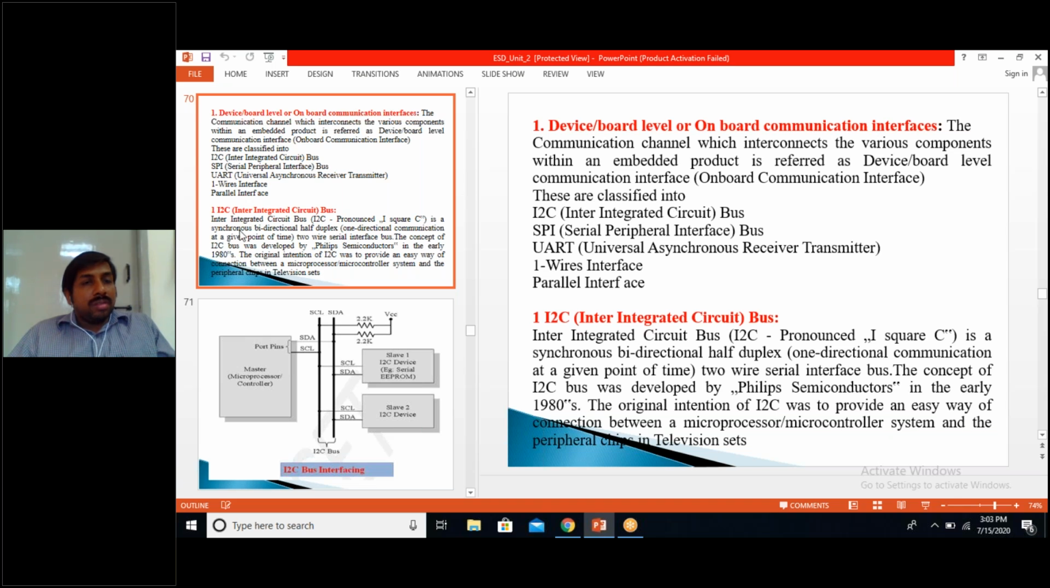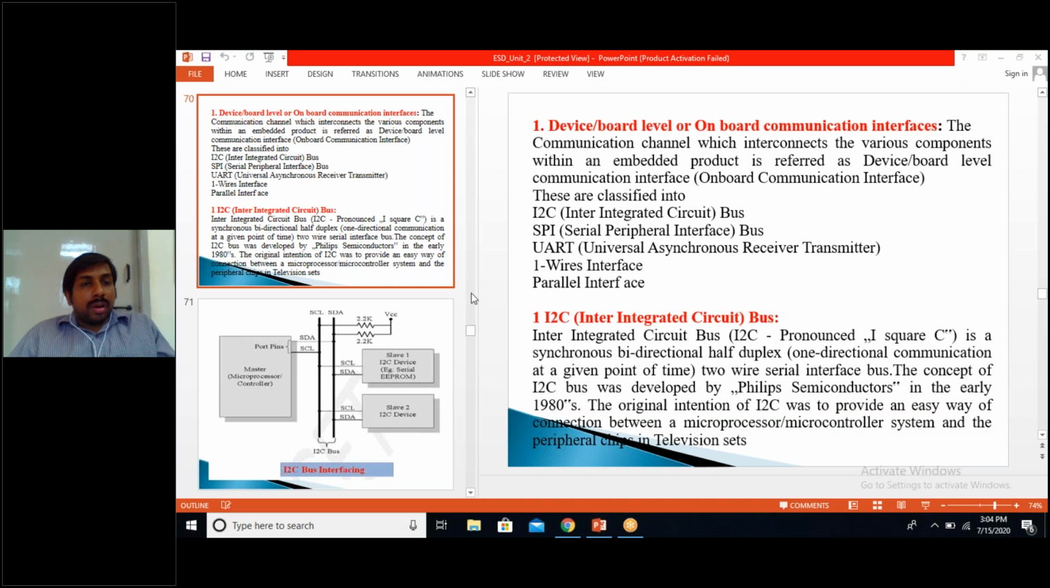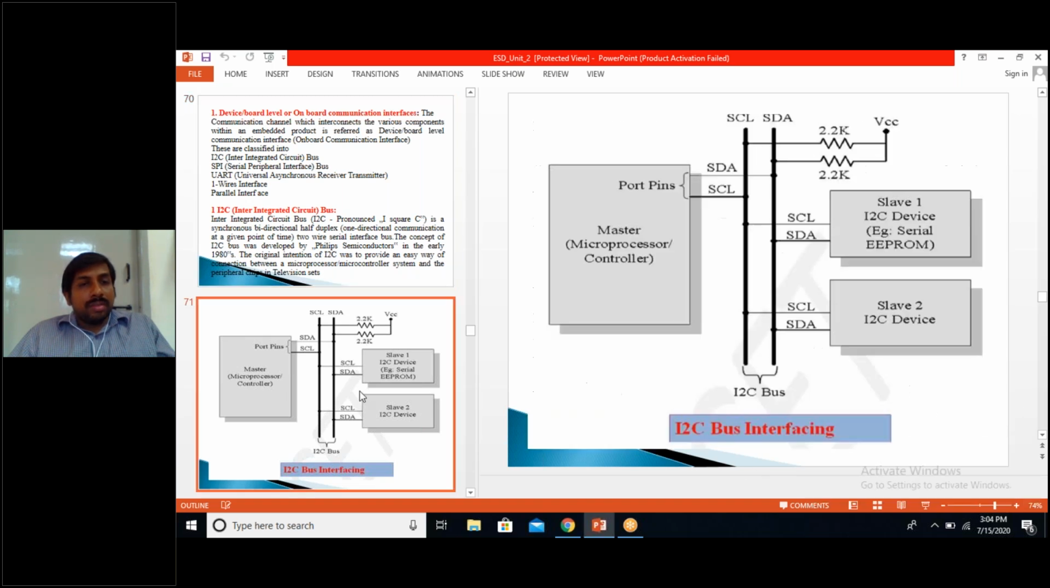So this is a synchronous bidirectional half duplex two wire serial interface bus. The data is transmitted serially. We'll be having two wires, one wire for the synchronous clock, another for data, and it is bidirectional. Both way data can transfer, but it can occur only half duplex. At a time only one communication will occur. So this was originated by Philips Semiconductors in the early 1980s, and it is an easy way to communicate between microprocessors and the peripherals in televisions.